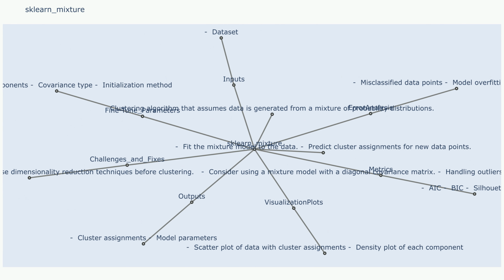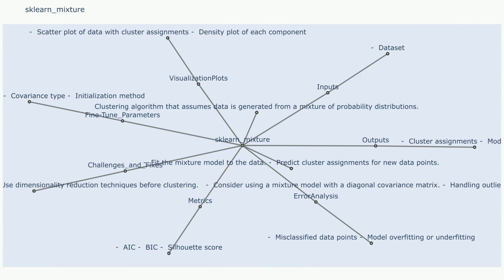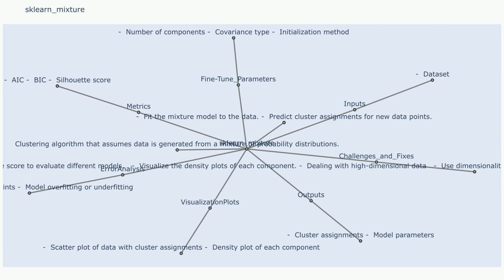Sample use case that resulted in challenge 1. A dataset with 100 samples and 5 features is fit with a mixture model with 10 components. The model perfectly fits the training data but performs poorly on unseen data. Fixes to challenge 1. Reduce the number of components. Use regularization techniques, e.g., L1 or L2 penalties. Or use cross-validation to evaluate model performance on unseen data.